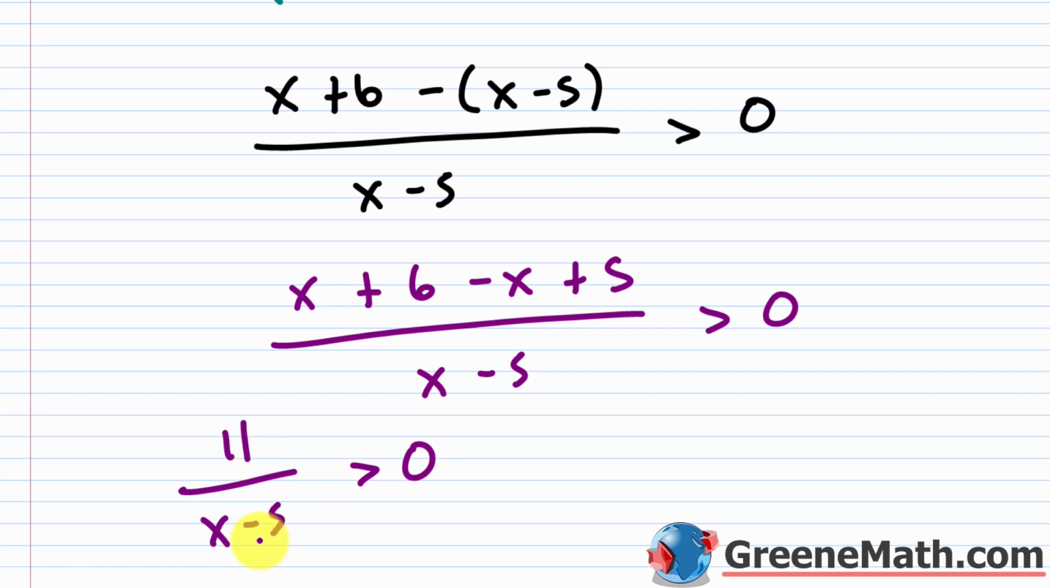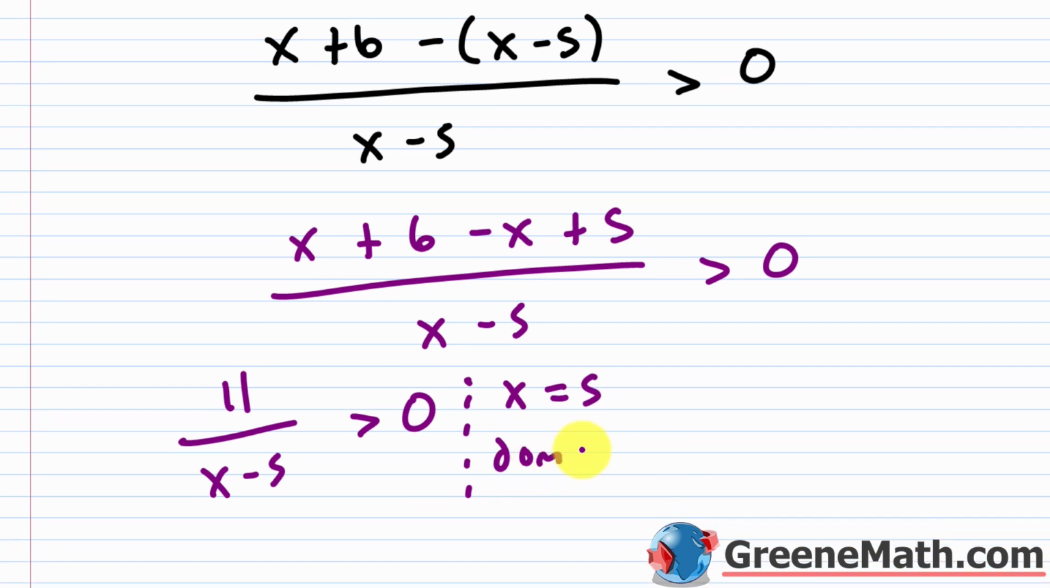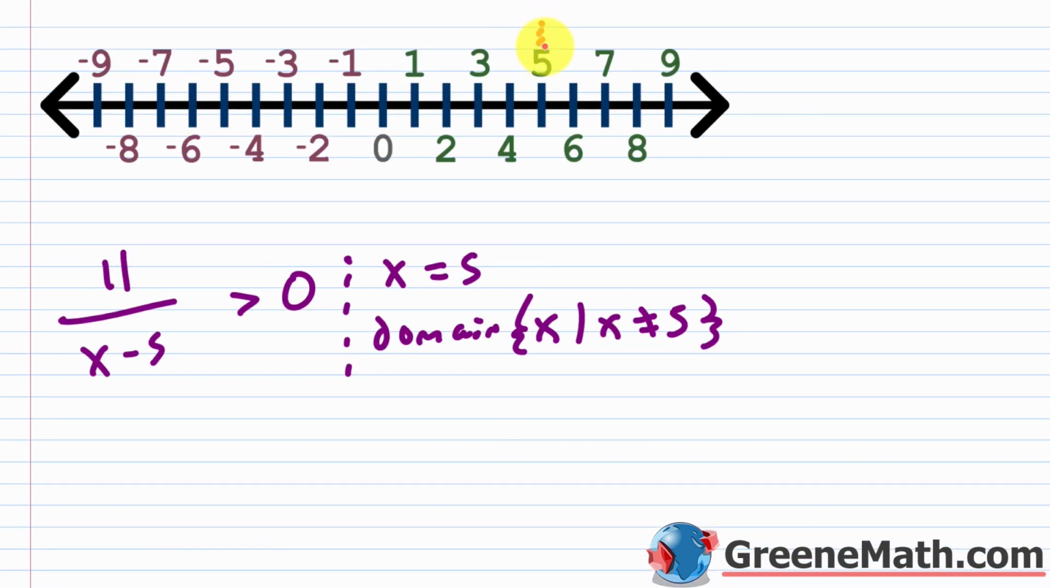So again, when you get something like this, you just set your denominator equal to 0. So you say x minus 5 is equal to 0. When you solve that, you get x is equal to 5. Now, I want to note here again that your domain is going to be the set of all x such that x is not 5. It can't be this value because if you plug a 5 in for x, you're dividing by 0, and that's undefined.